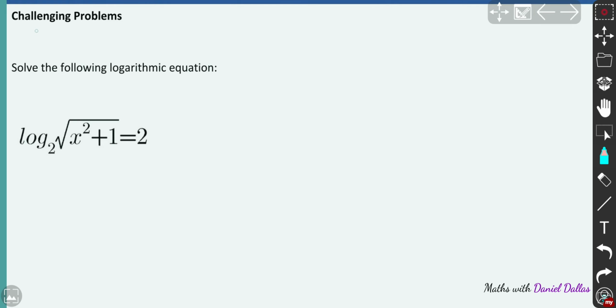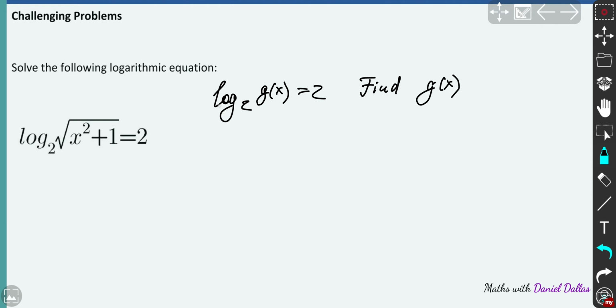This is definitely a challenging problem, but not really, because it's challenging only at first glance. So log base 2 of the square root of x squared plus 1 equals 2. Let's pretend that we have log with the base 2 of some expression depending on x, so this is the function g(x) inside the log. First of all, in order to find x, we need to find g(x). We can use the basic property, so we raise 2 to the power 2, and that's how we get g(x). So g(x) is simply 4, right?